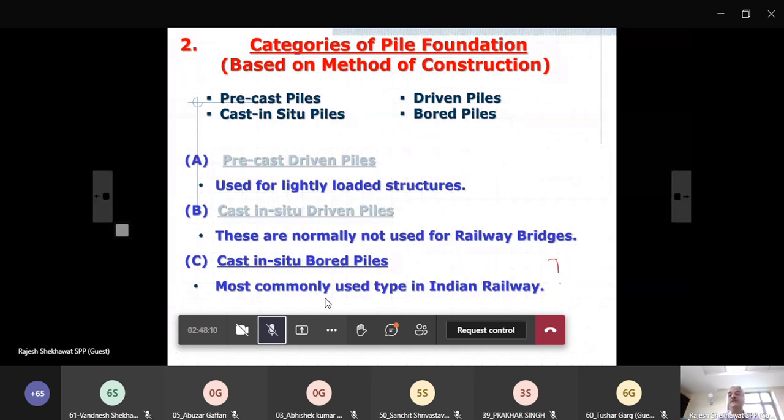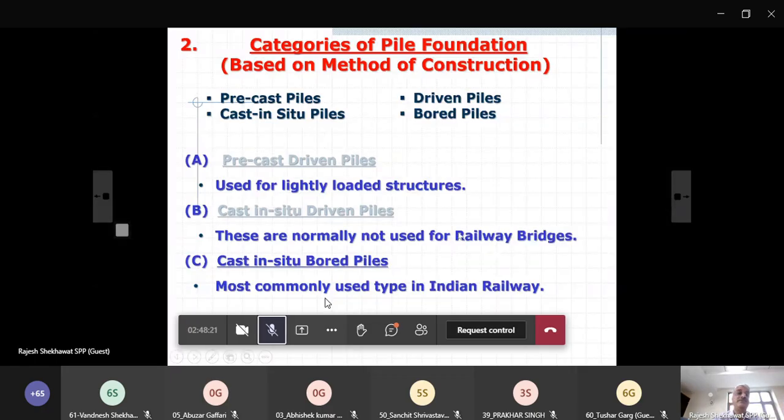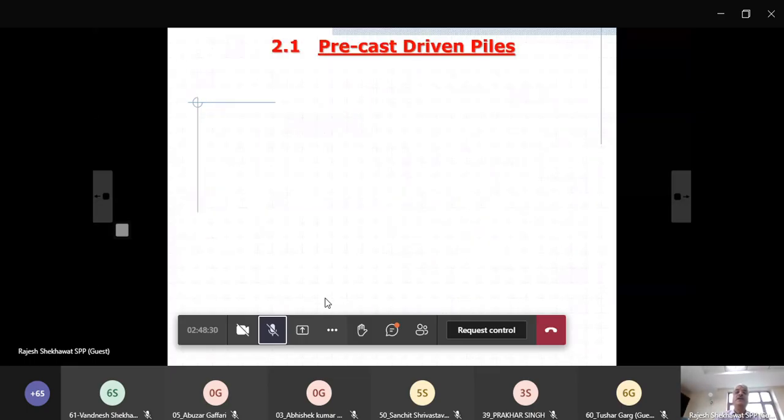So most common is this, and most of our discussion will be on this cast in situ bored piles. They are flexible, you can cast them to the required depth, your reinforcement gets placed in position tightly, it does not get disturbed, and you can do so many other things. As we go along we'll see.